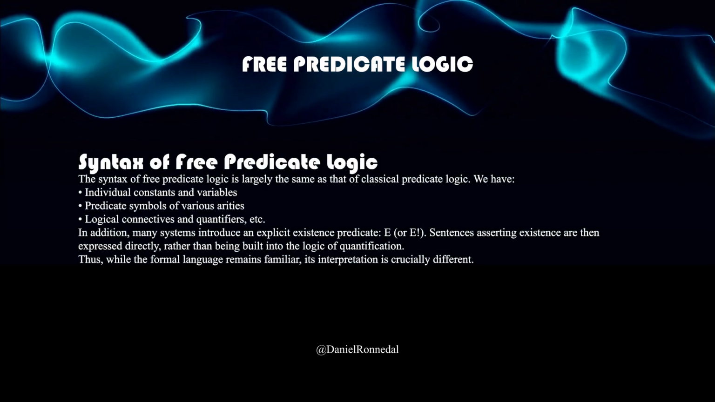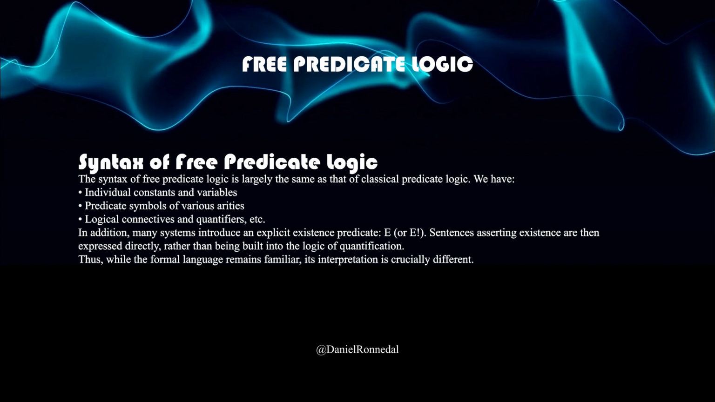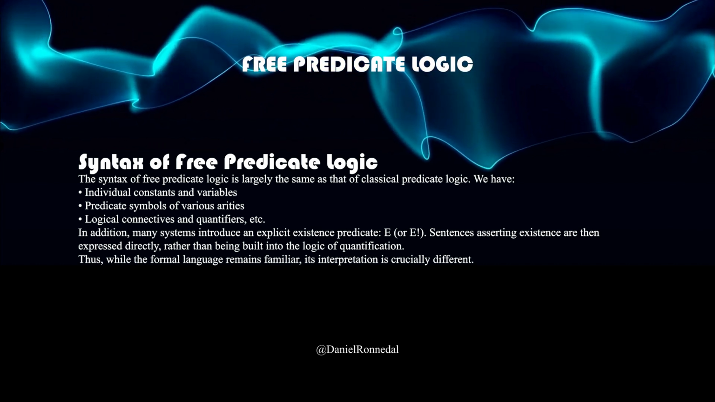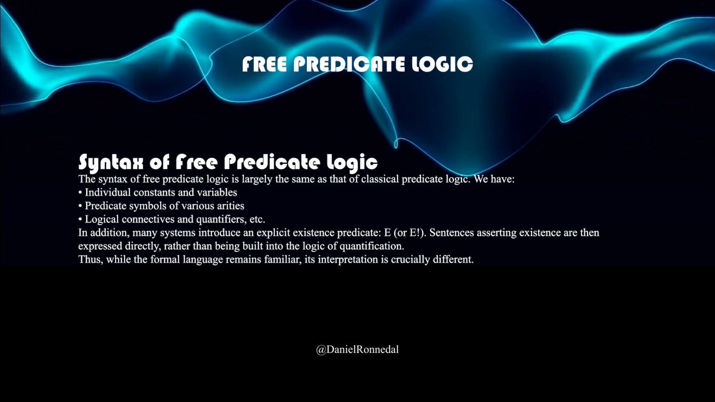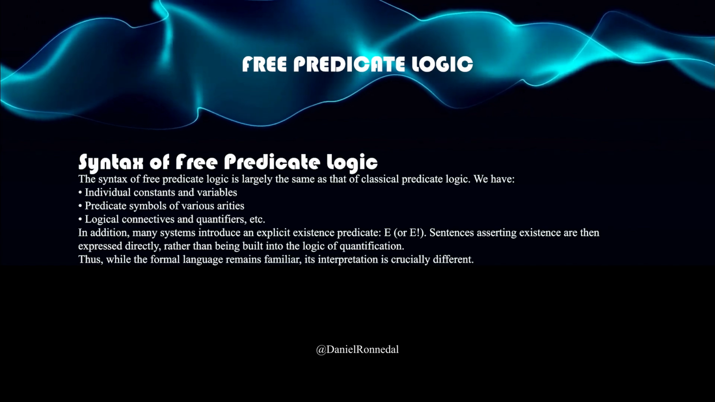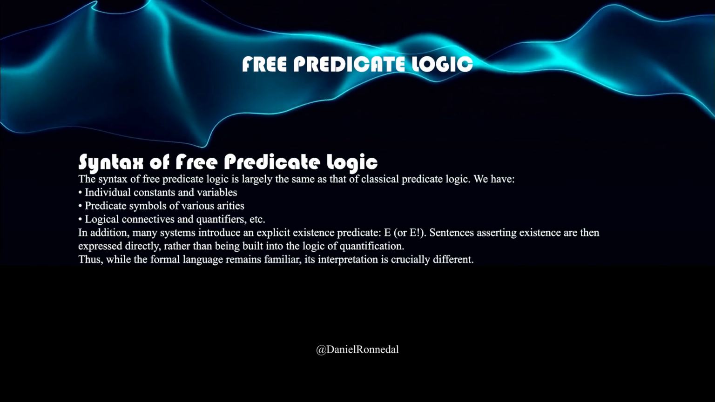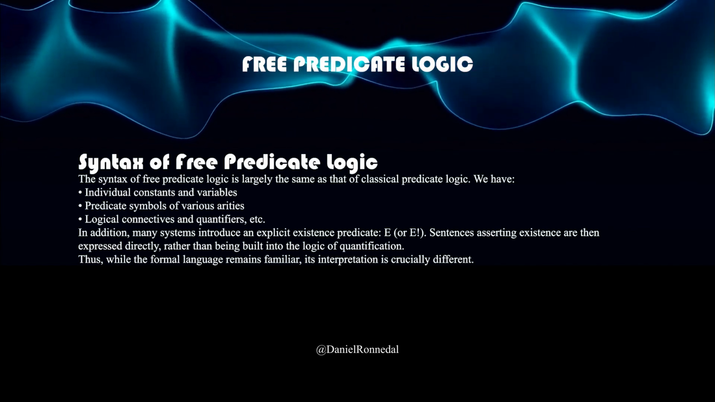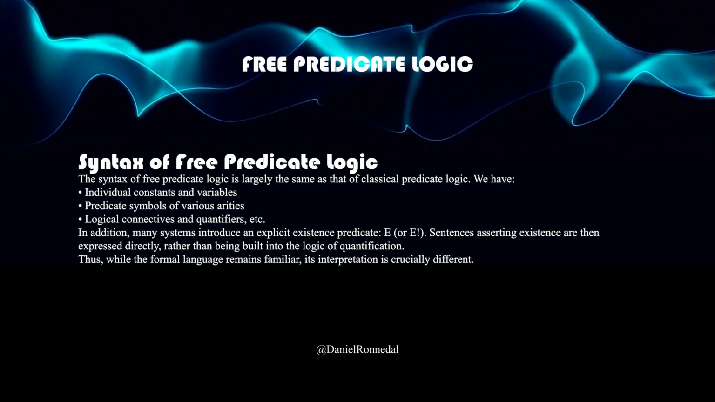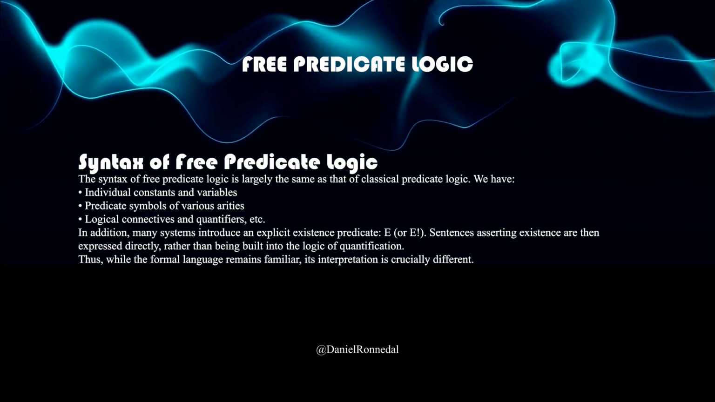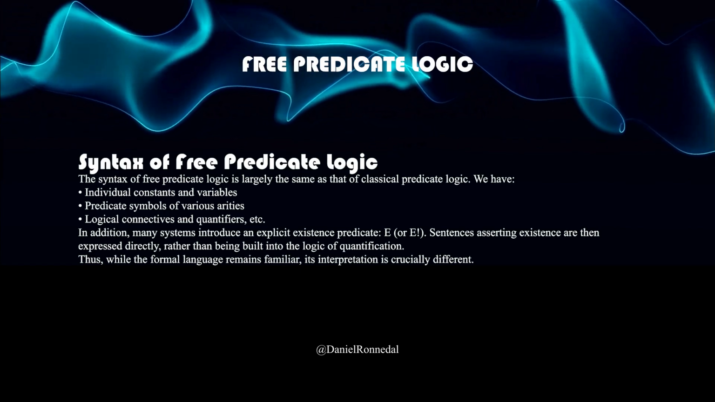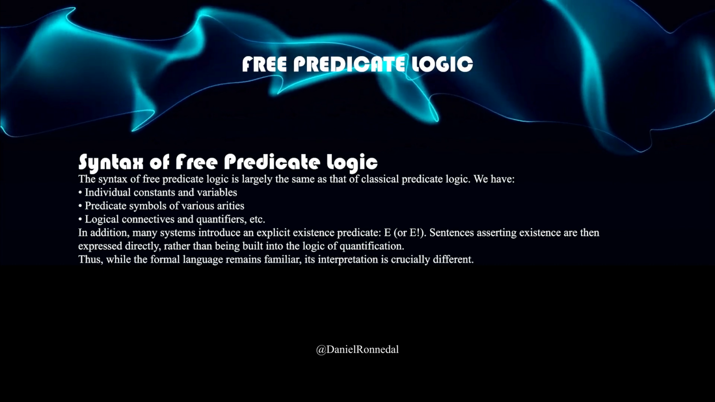The syntax of free predicate logic is largely the same as that of classical predicate logic. We have individual constants and variables, predicate symbols of various arities, logical connectives and quantifiers, etc. In addition, many systems introduce an explicit existence predicate, E. Sentences asserting existence are then expressed directly, rather than being built into the logic of quantification. Thus, while the formal language remains familiar, its interpretation is crucially different.